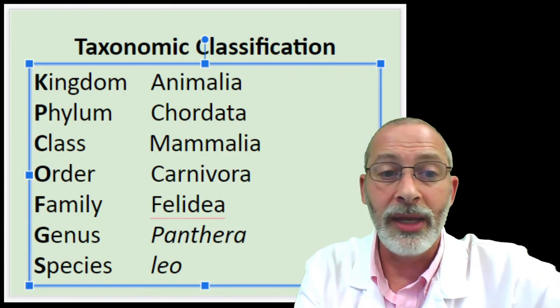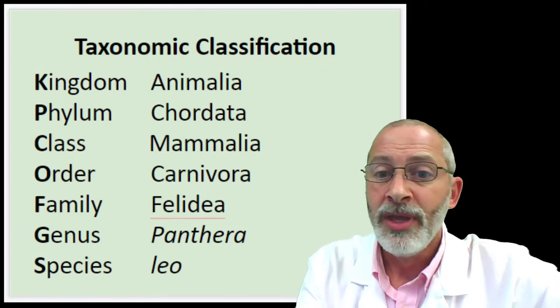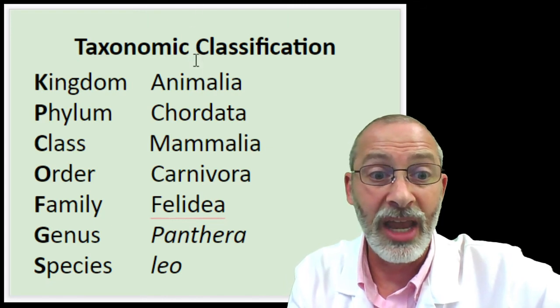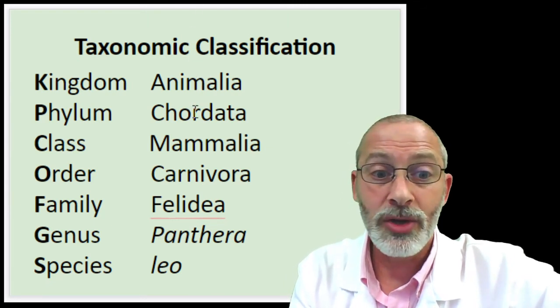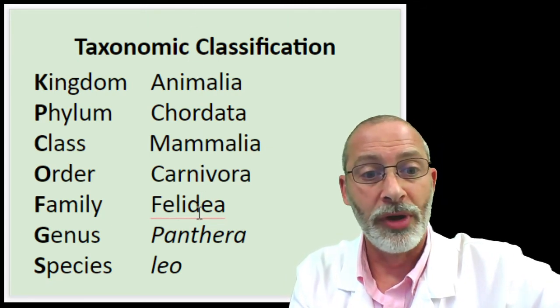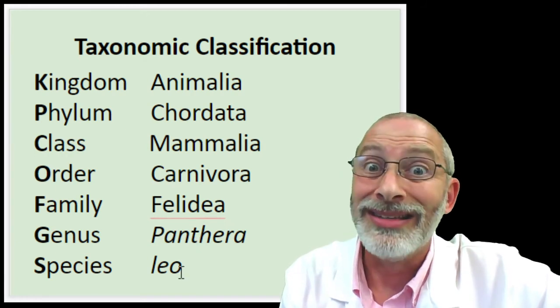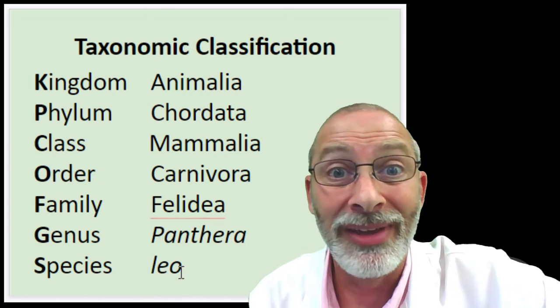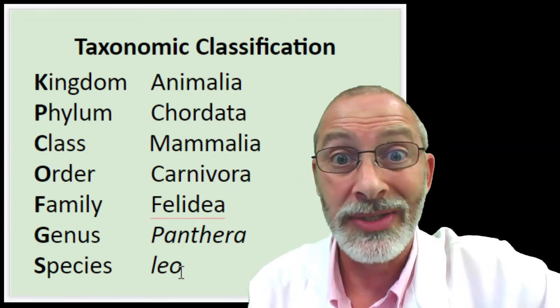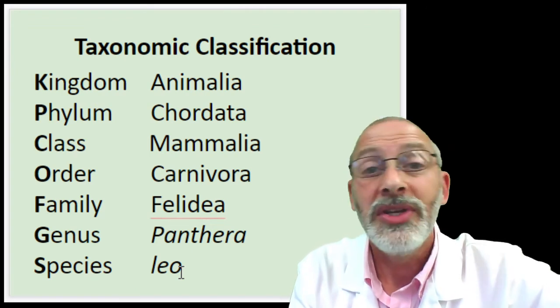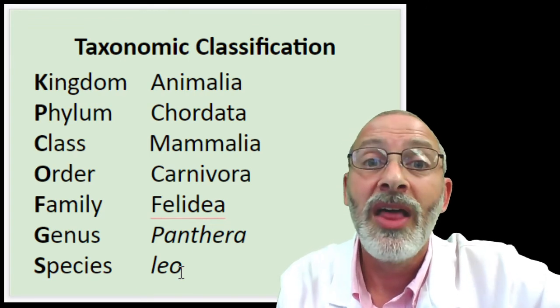So here again is an example of the full scientific name of a lion. Animalia, Chordata, Mammalia, Carnivora, Felidae, Panthera leo. That is a mouthful. Imagine having that written on your driver's license as your full legal name. Well, that is the full legal scientific name of the lion.